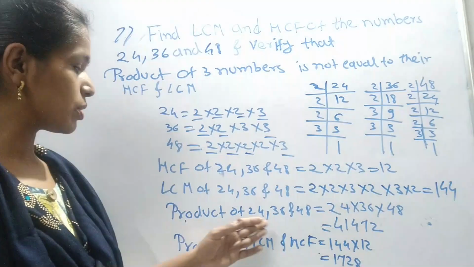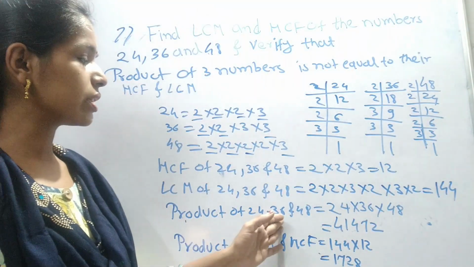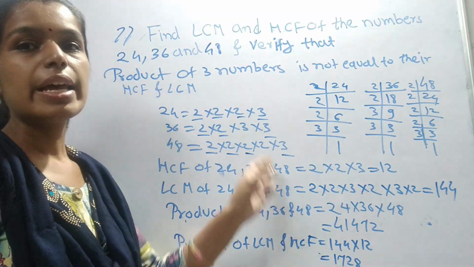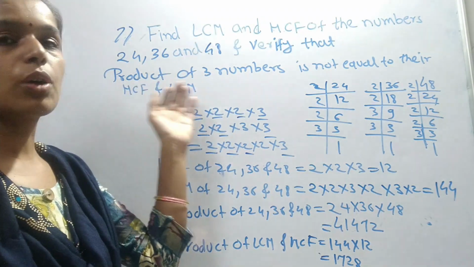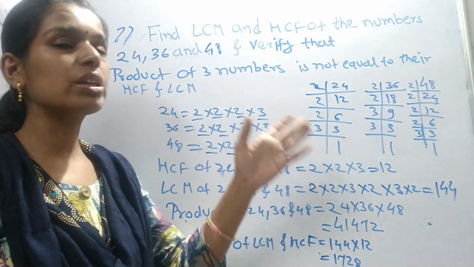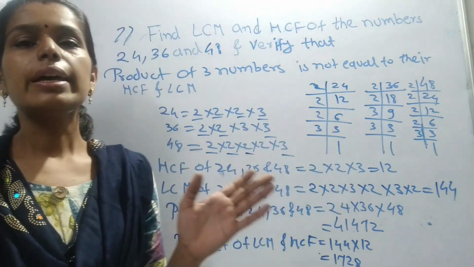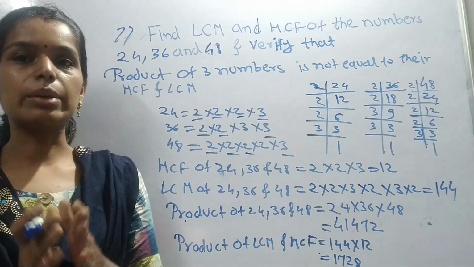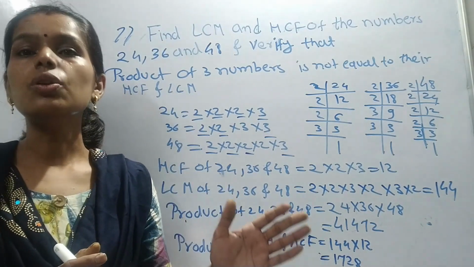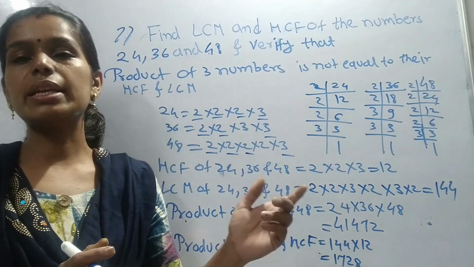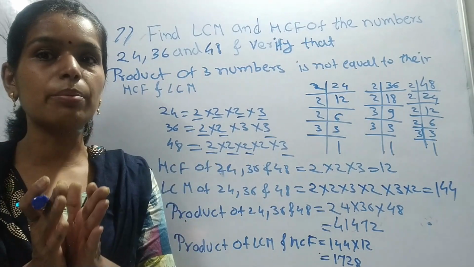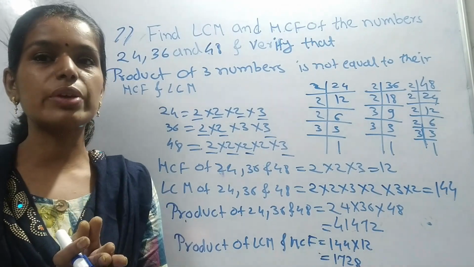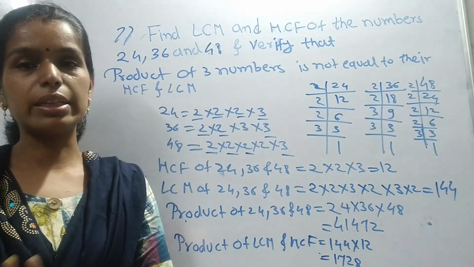So here you are observing that the product of 24, 36 and 48 is not equal to the product of their LCM and HCF. Hence the result is verified that the product of three numbers is not equal to the product of their LCM and HCF. The formula that the product of two numbers is equal to the product of their LCM and HCF is only true for two numbers. It is not true for three numbers.